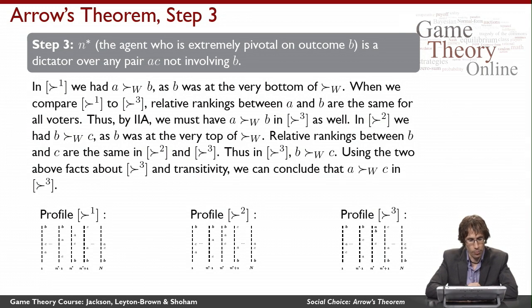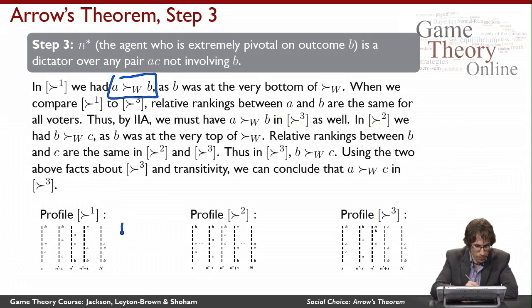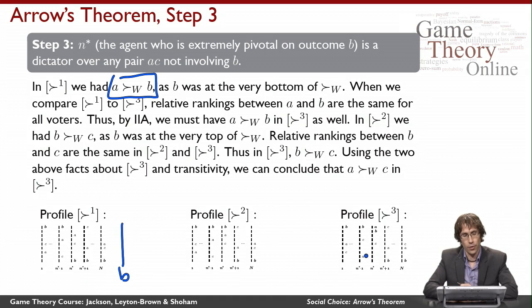Now, notice that in preference profile pref 1, we had that A was preferred socially to B. And the reason we can conclude that is that we know that B was actually at the very bottom of the social ordering. So everything was preferred to B. And so A in particular must have been preferred to B.